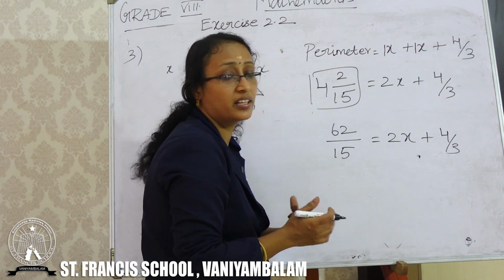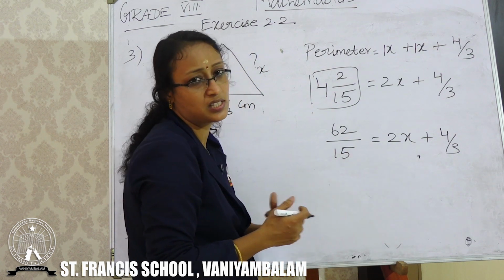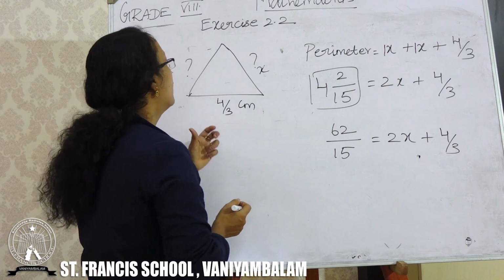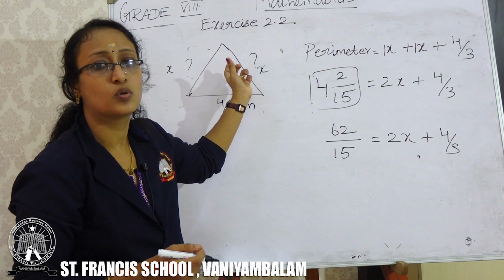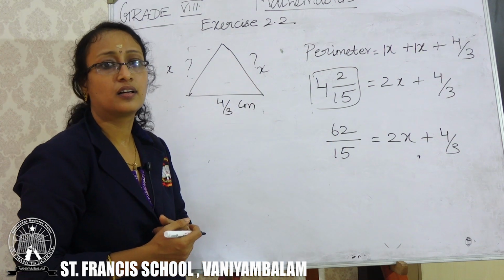From this you can find the solution of x by solving this equation, and you can write the value of x, that is the length of the other two sides. You can do it, right?